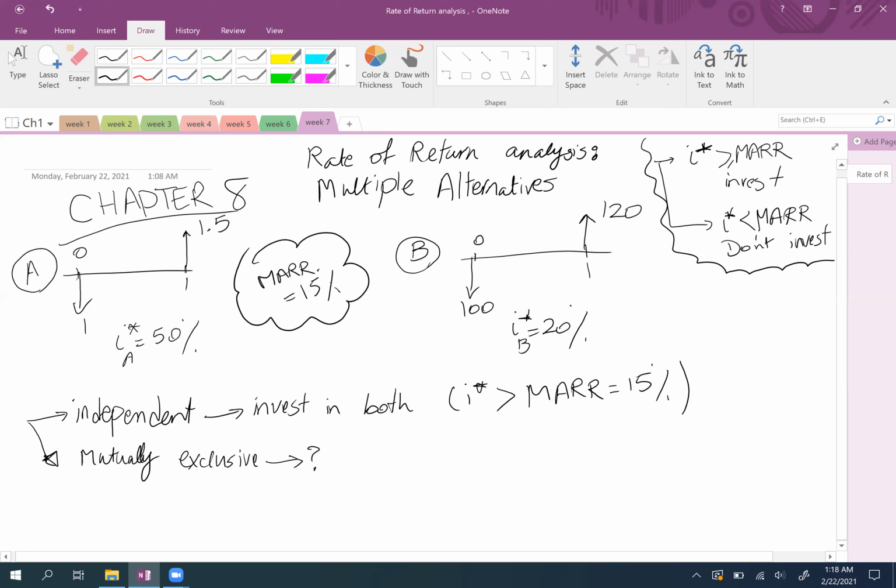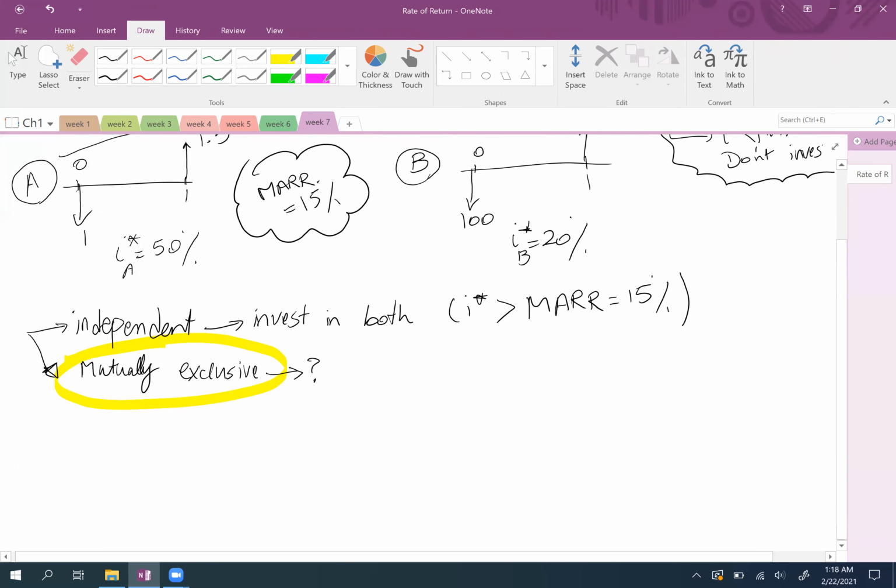But the question is, if the projects are mutually exclusive, what should I do? That's exactly the topic of today's discussion. If the projects are mutually exclusive and I want to do rate of return analysis, which alternative, which project should be selected? Let's start doing the work, assuming the projects are mutually exclusive.